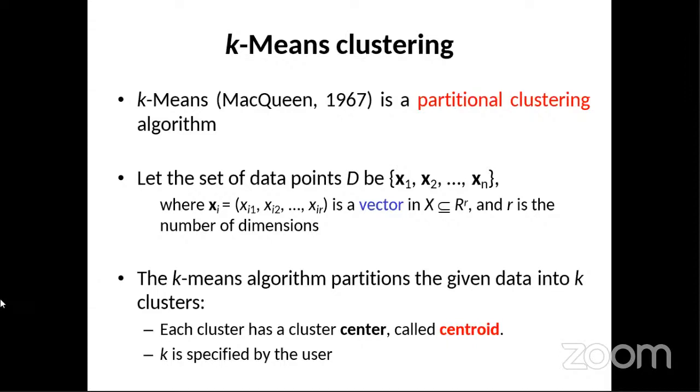So k-means is the first partitional clustering algorithm, which was given by MacQueen in 1967. Here we assume that we are given some set of data points, say x1, x2, and so on, which belong to R^r, where r is your number of dimensions. Now the k-means algorithm partitions whatever data you have. For example, given a social network graph, it will partition these nodes into k clusters. Every cluster will have a cluster center, which is known as the centroid, and k can be specified by the user. As I said, we can randomly start with this.